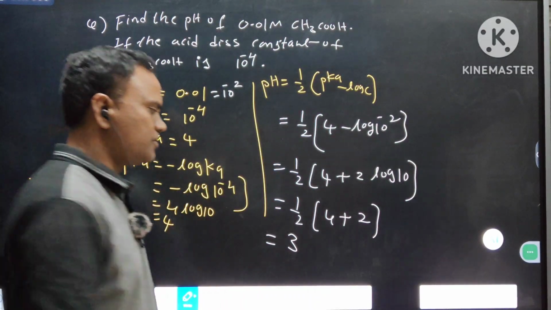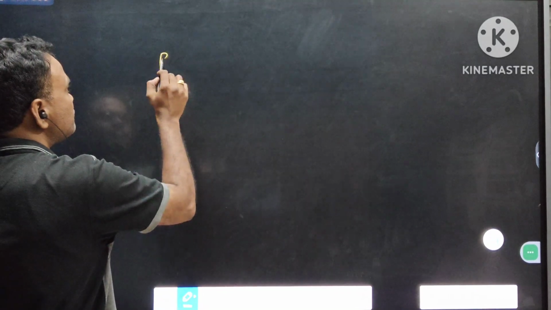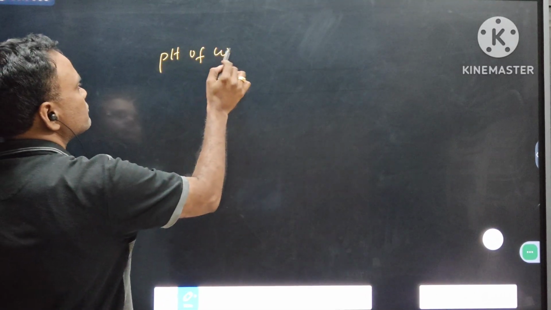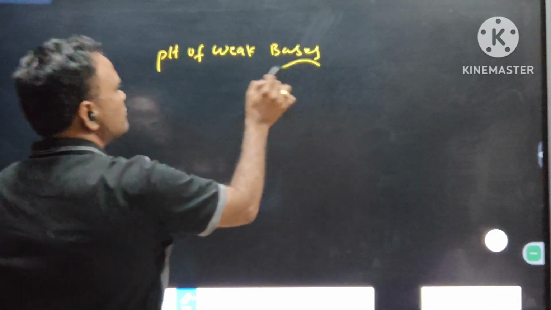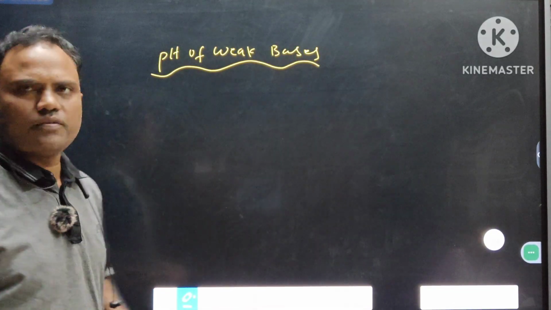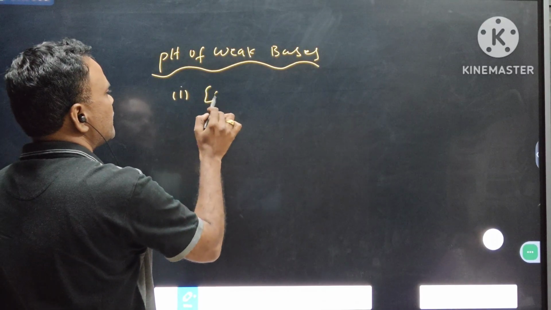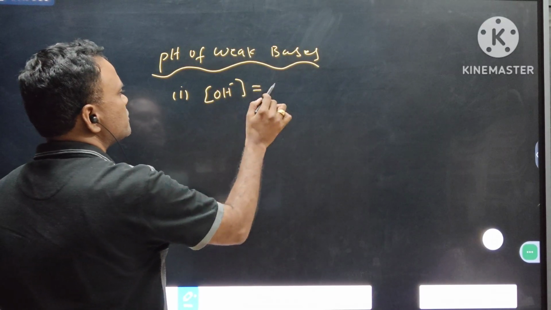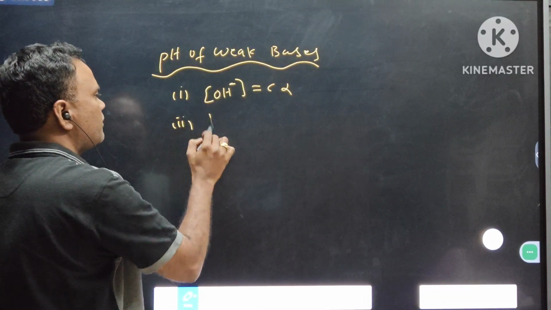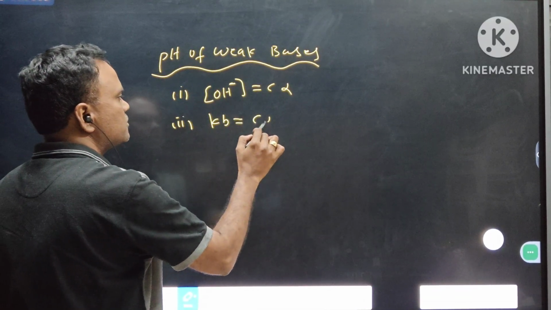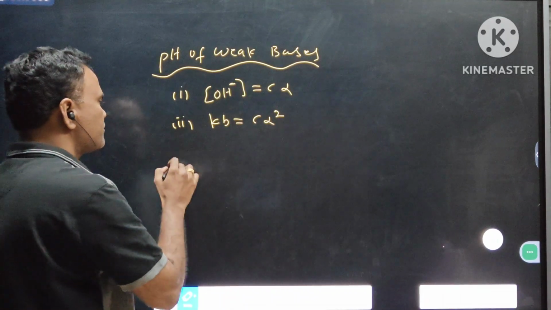Now, another heading: pH of weak bases. Similar to pH of weak acids. Here first I am giving the formula directly. OH minus concentration is equal to C alpha. Kb is equal to C alpha square. Alpha is the degree of dissociation. Third one.